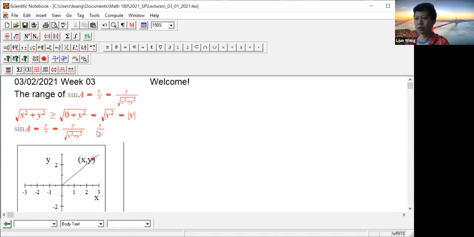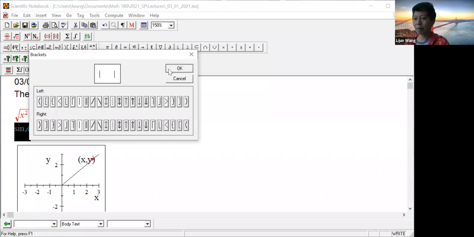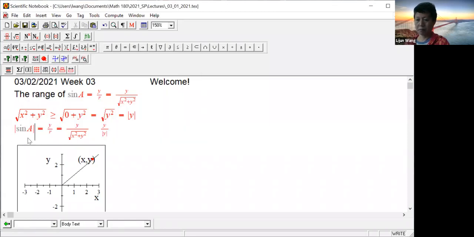Okay, let's do another thing. We're going to do the replacement. This time, I'm going to take the absolute value of this guy. All these are skills you will need in calculus classes. You may see this for the first time. You may not understand it completely today, but try your best to write down what I have here.